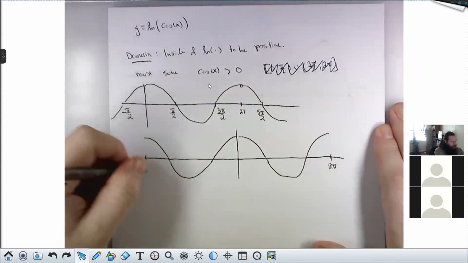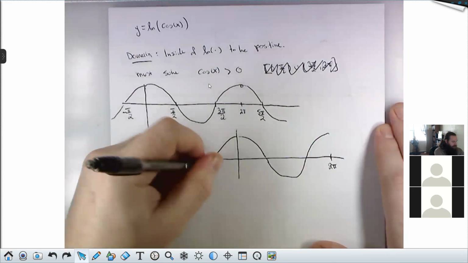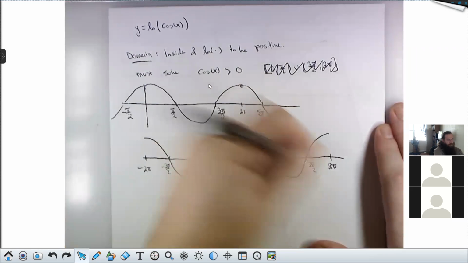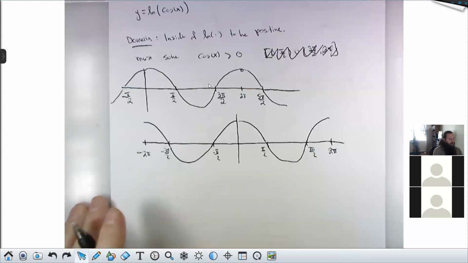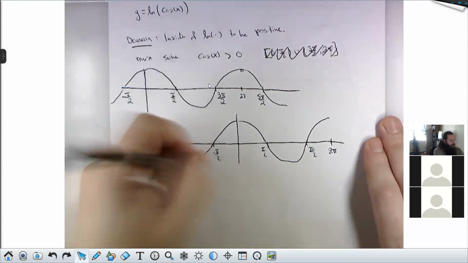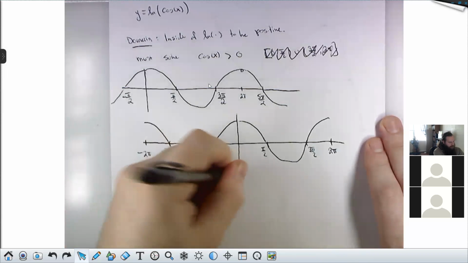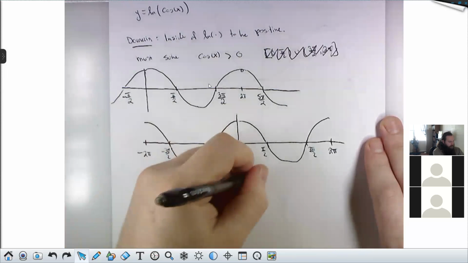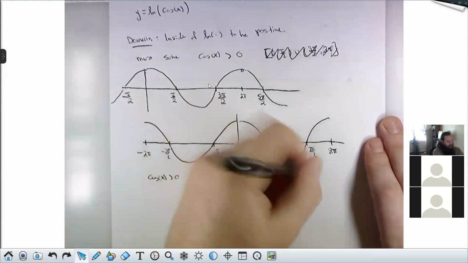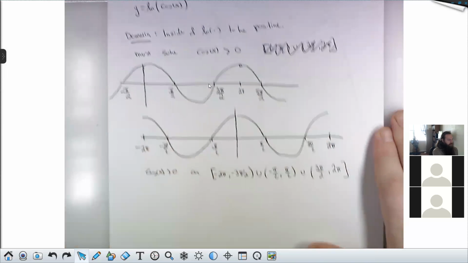Over here is negative 2 pi. This is negative 3 pi over 2. This is negative pi over 2. This is pi over 2. And this is positive 3 pi over 2. So cos x is greater than 0 on, I would say, from negative 2 pi up to negative 3 pi over 2, unioned with negative pi over 2 to positive pi over 2, unioned with 3 pi over 2 to 2 pi. So you would start with this as your domain.